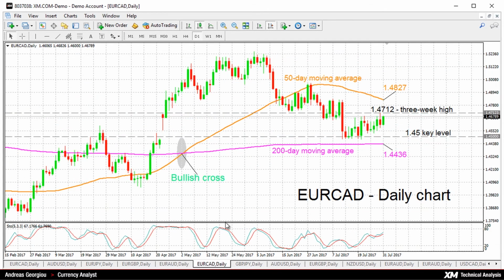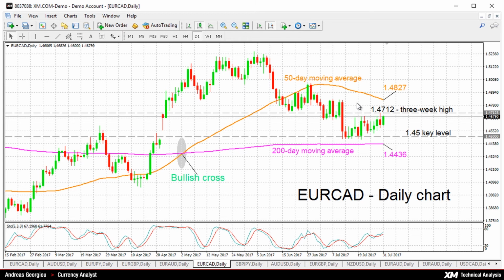Finally, turning to EURCAD on the daily chart, we can see that intraday momentum is to the upside. This is evidenced by the stochastics indicator, as the percentage K line is above the slow percentage D line. If the price continues gaining, the area around the 3-week high of 1.4712 could provide resistance. Notice that the price is currently close to this area.